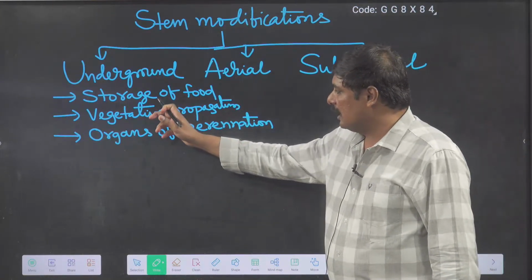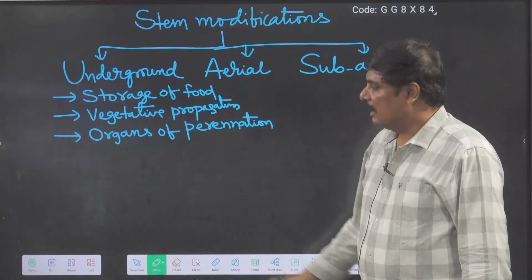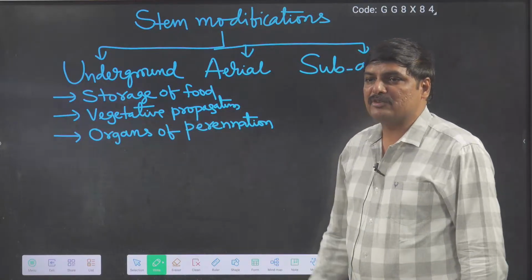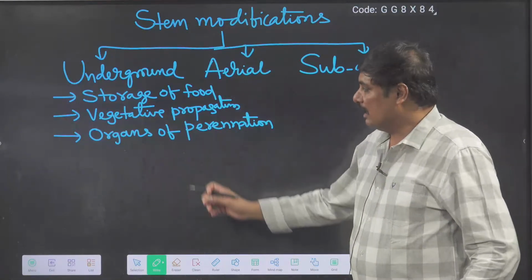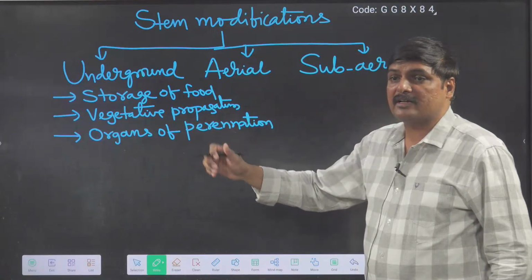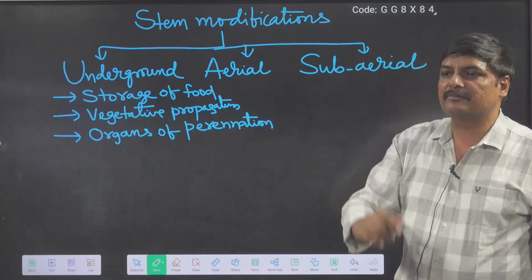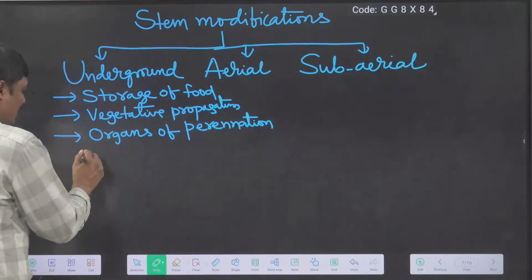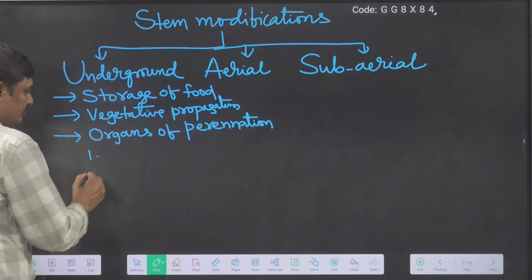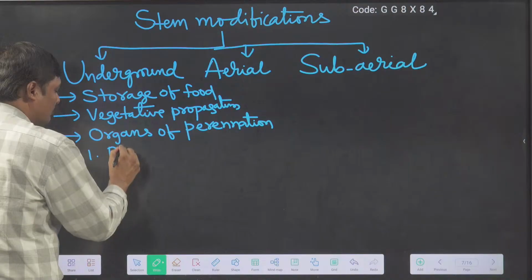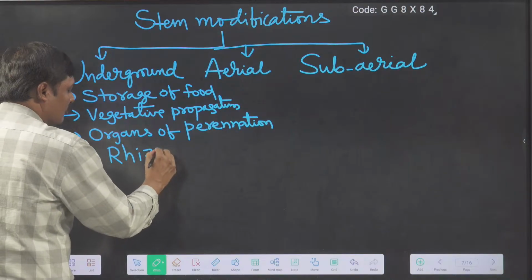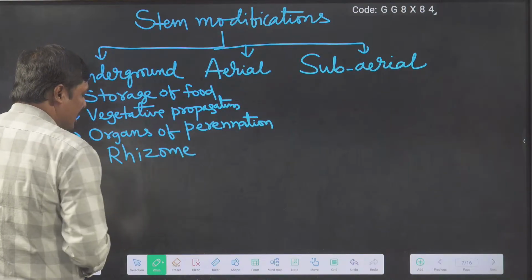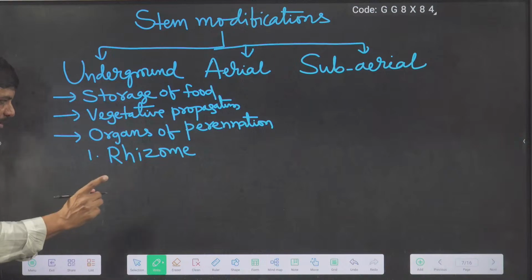Underground stems help in storage of food. Underground stems help in vegetative propagation. Underground stems also act as organs of perennation. And these are of the following types. Namely, 1. Rhizome. Horizontally growing underground stem is called rhizome.